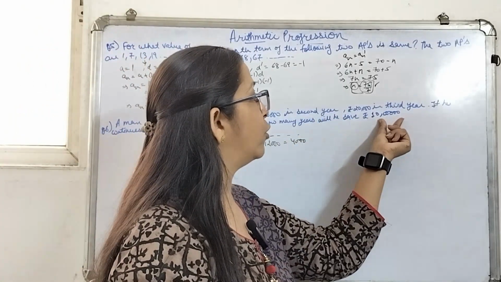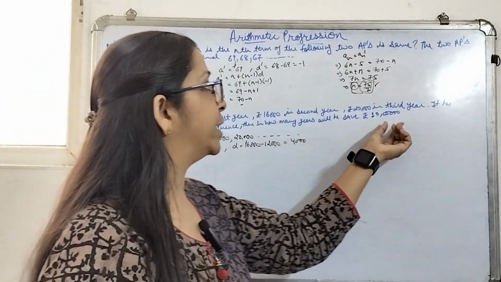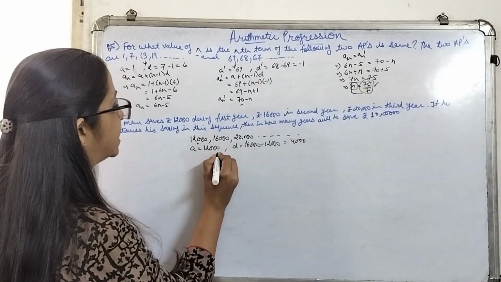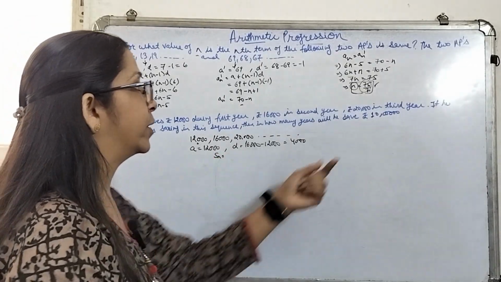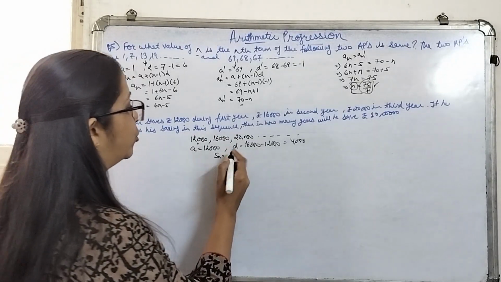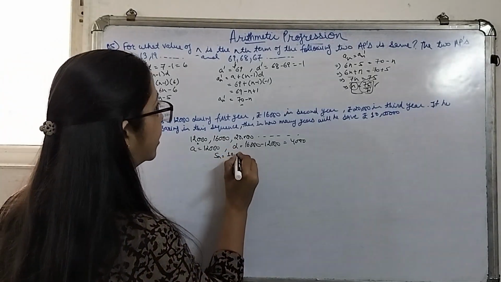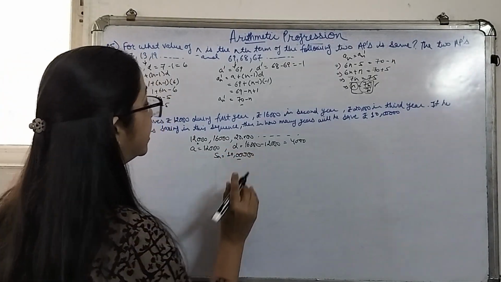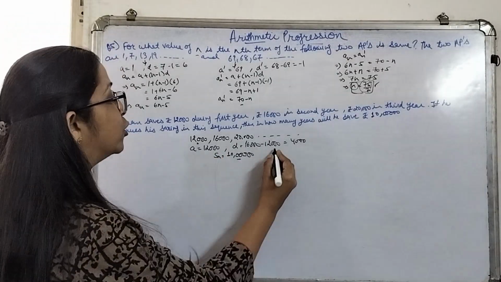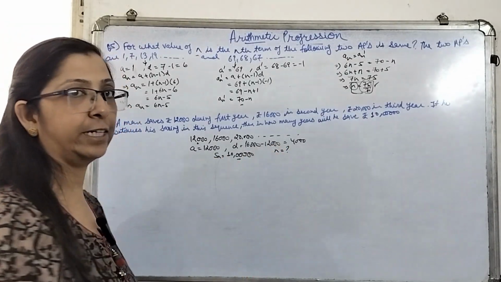Now the sum of the money saved should be equivalent to 10 lakh rupees. That means this is Sn, the sum, which is 10 lakh rupees. The value of Sn is given to us and it is 10 lakh rupees. This much is the total sum of n terms. Now what is the value of n? We need to find it out.